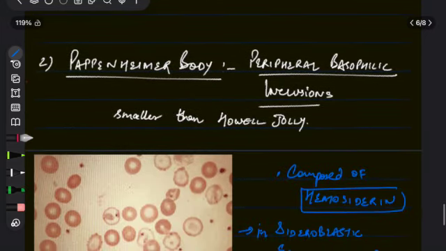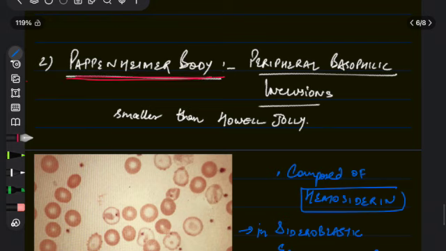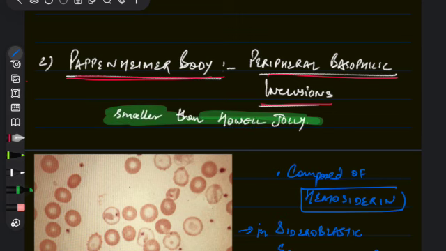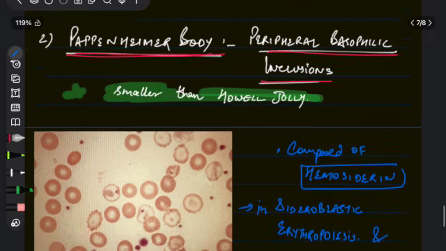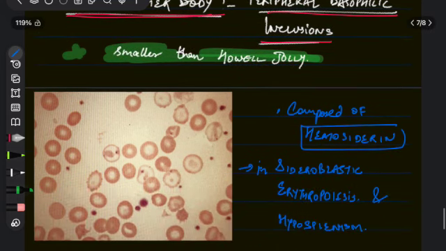Now our second body is the Pappenheimer body. Pappenheimer bodies are peripheral basophilic inclusions in the RBCs, but the differentiating feature between Howell-Jolly bodies and Pappenheimer bodies is that Pappenheimer bodies are smaller than Howell-Jolly bodies. In this pic you can see peripheral basophilic inclusions in these cells, and you can get an idea that they are smaller than the Howell-Jolly body.